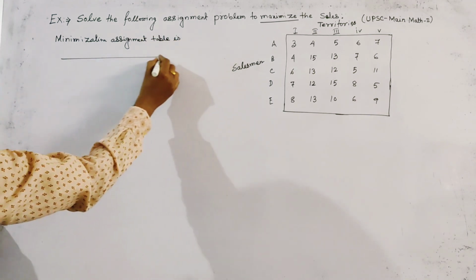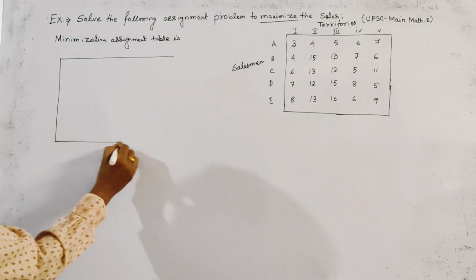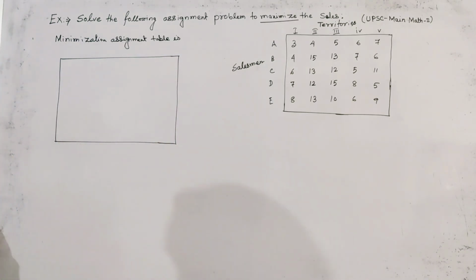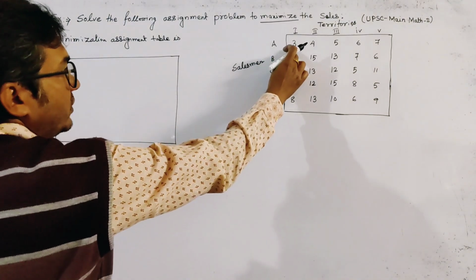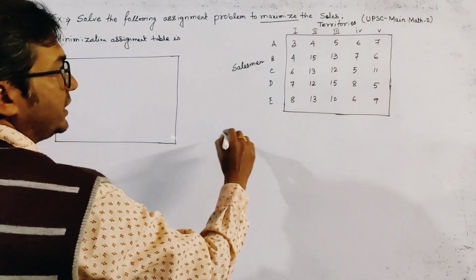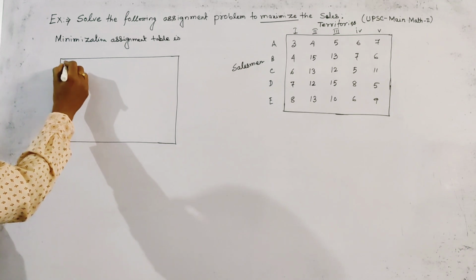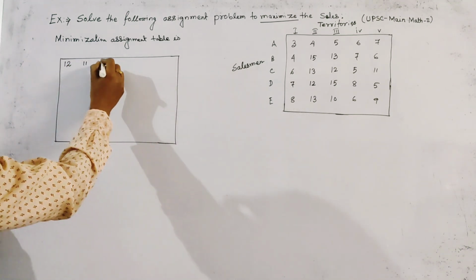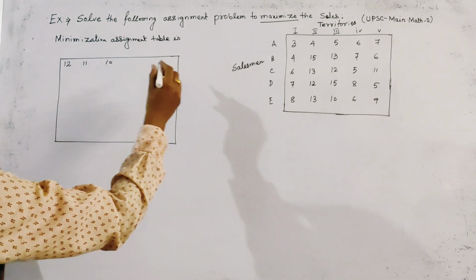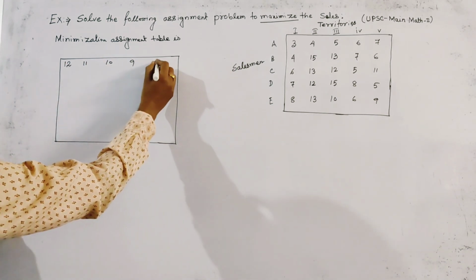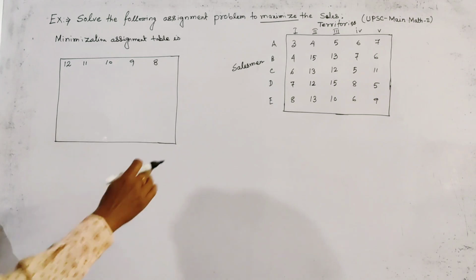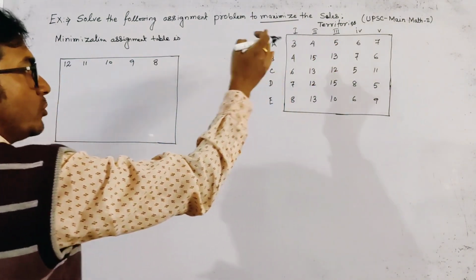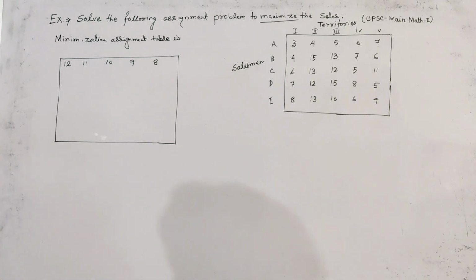We calculate all the costs of the corresponding cells. We first calculate the first row. This is 15 minus 3, which is 12, right? This is 11. This is 10. This is 9. This is 8. Because we subtract all the corresponding costs from the highest cost of the table.